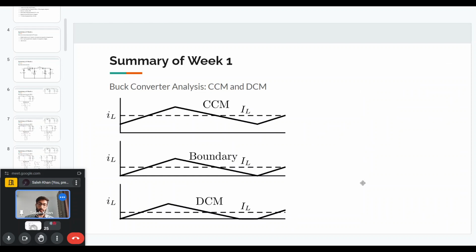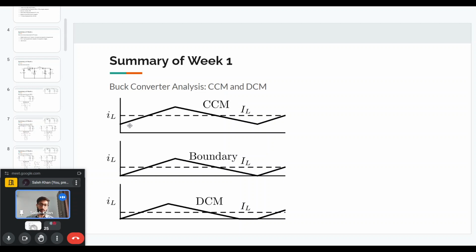So now this analysis that we have done so far is for CCM condition, that means continuous conduction mode. So that means the inductor current is always positive throughout the cycle. And as we saw, the average inductor current is equal to the output current. Now, if for the same voltage the output current reduces, so let's say the output resistance increases so that the output current now reduces, then this whole inductor current will basically shift down.